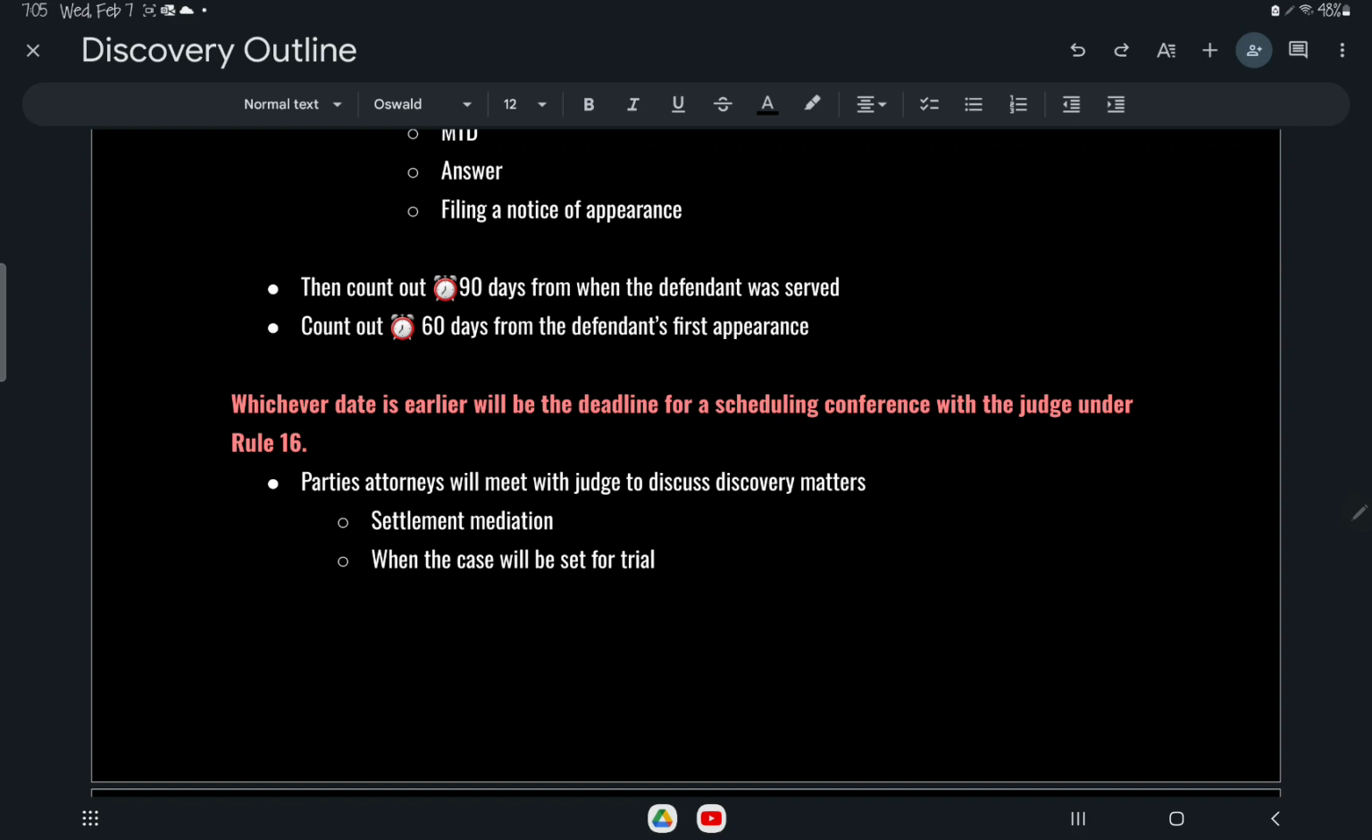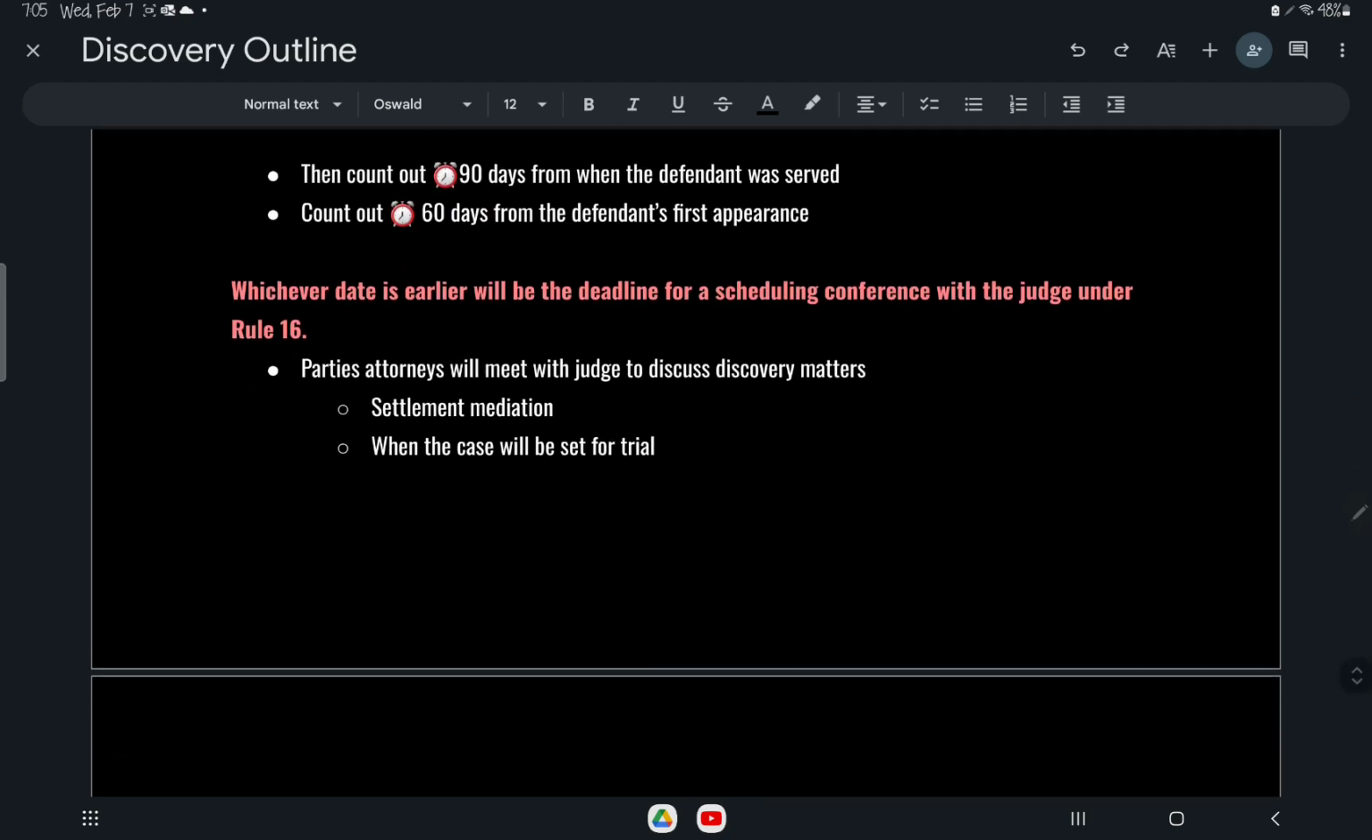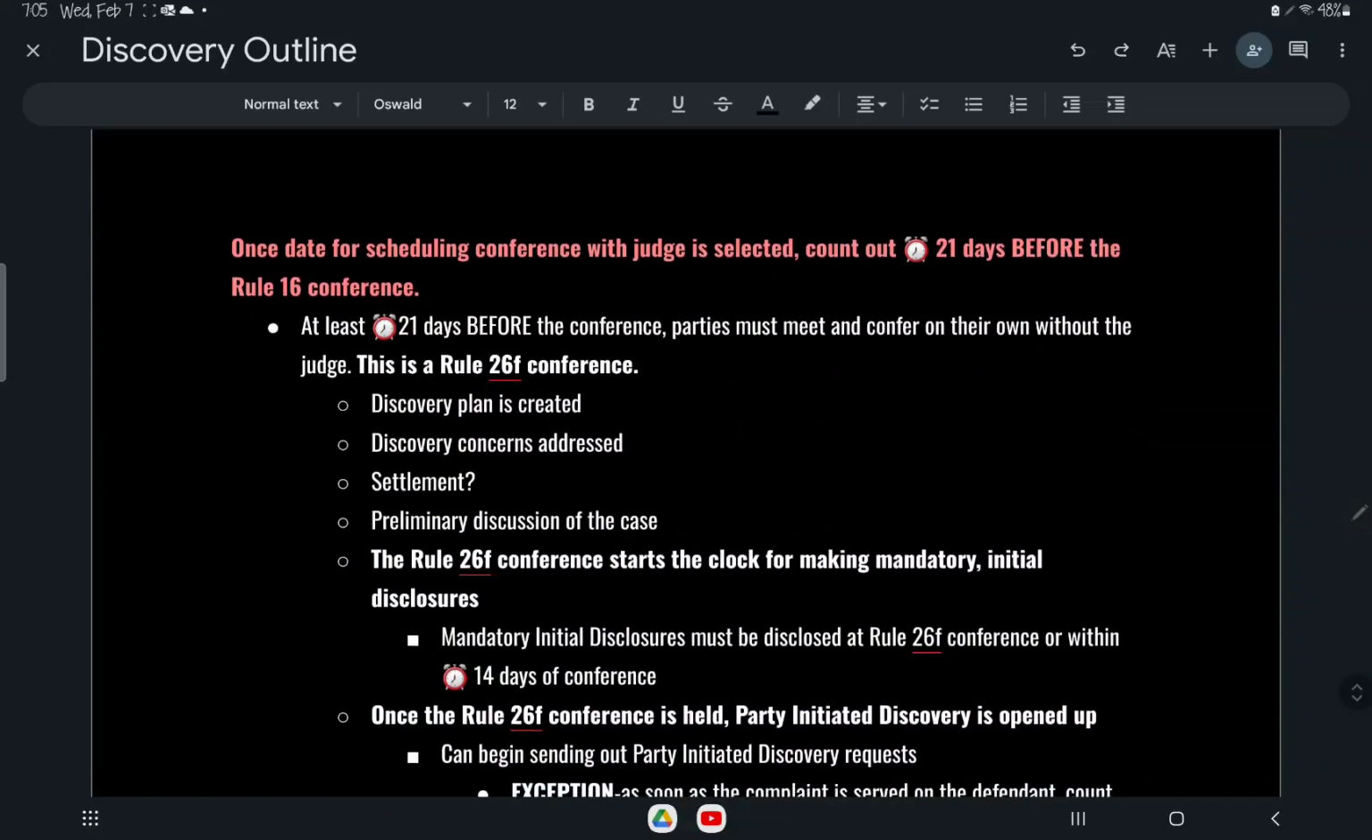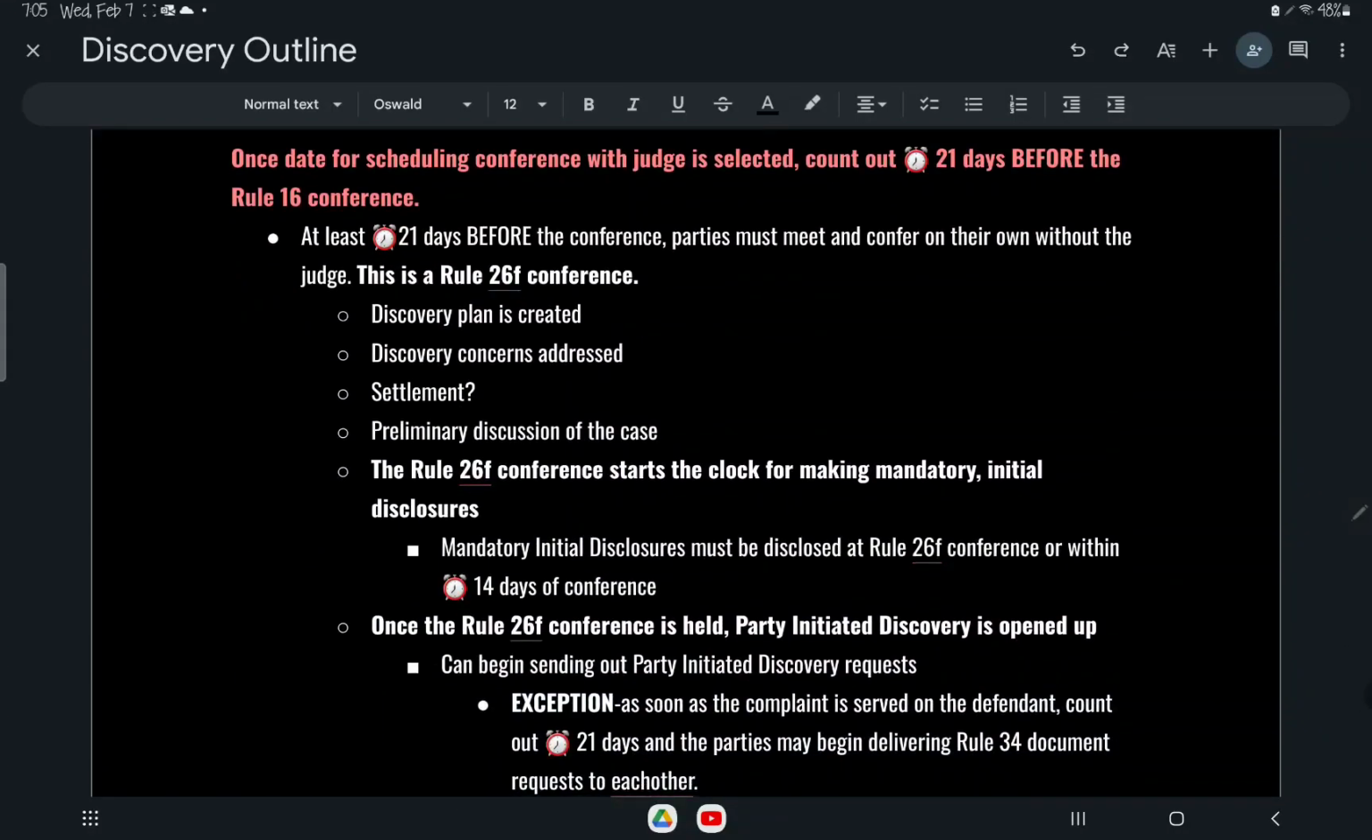Parties' attorneys will meet with the judge to discuss discovery matters, such as settlement mediation, when the case will be set for trial. Once the date for a scheduling conference with the judge is selected, count out 21 days before the Rule 16 conference. At least 21 days before the conference, parties must meet and confer on their own without the judge. This is a Rule 26F conference.